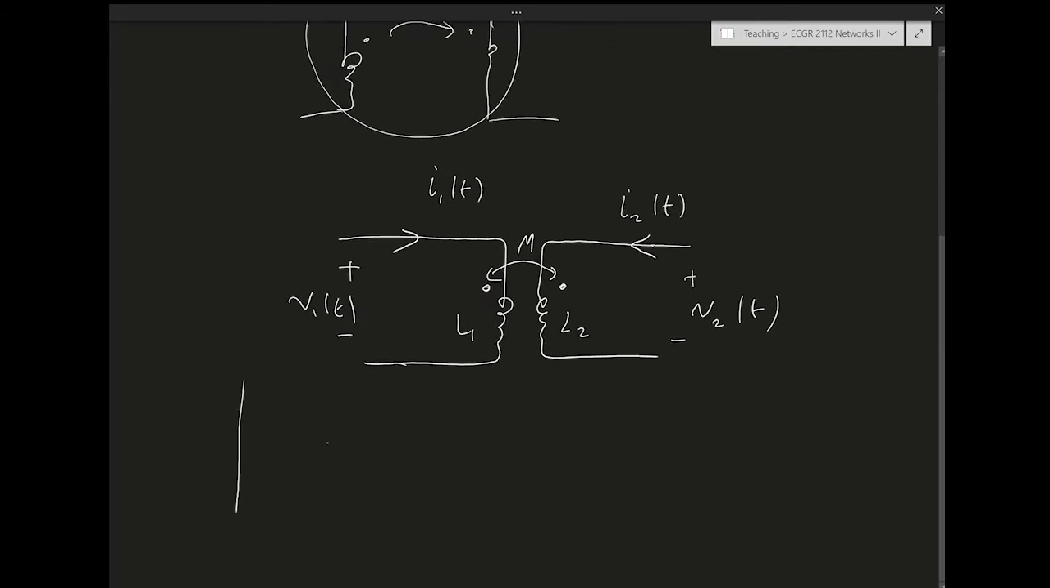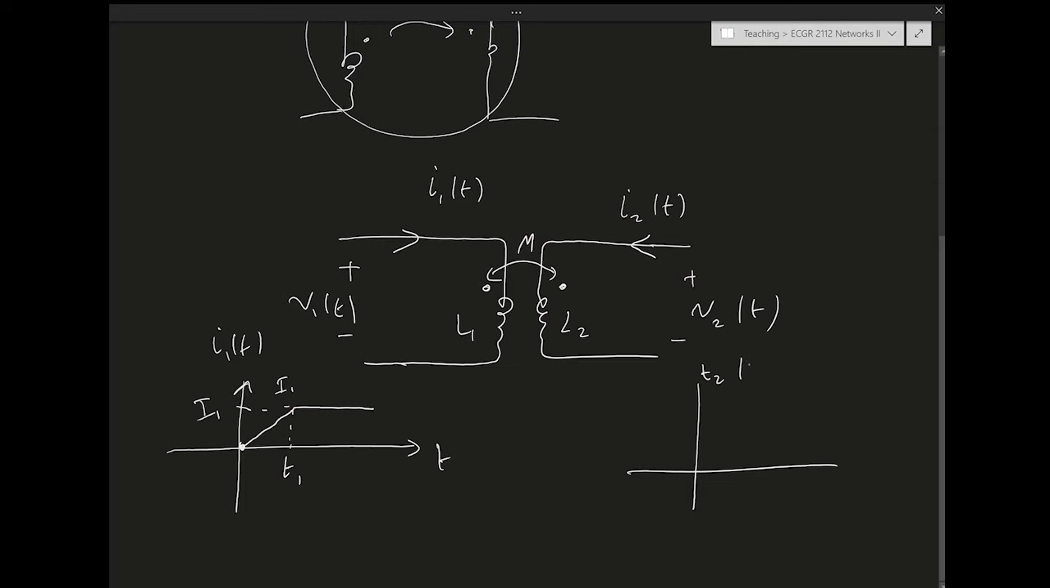I'm going to set the experiment up such that I1 of t starts at 0 and goes from 0 all the way to a peak of I1 and then stays at I1. So this is I1, and it reaches I1 at T1. In the meantime, I2 of t remains 0. So from t equals 0 to t equals T1, I2 of t remains 0.